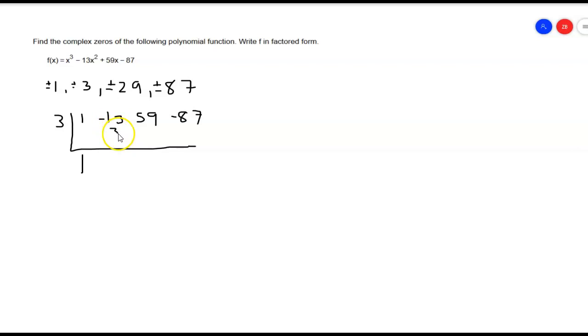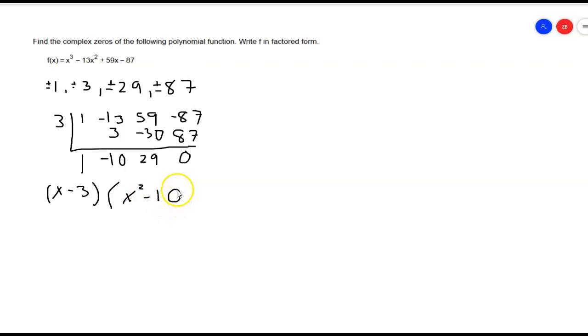So bring down the 1. 1 times 3 is 3. Add those together, I get negative 10. Negative 10 times 3 is negative 30. Bring that down, I'm going to get 29. And 3 times 29 is 87. And negative 87 plus 87 is 0. So sure enough, 3 was a factor. That means if I put it in the factored form, which is x minus 3, I'm going to be left with this quadratic, which is 1x squared, or just x squared, minus 10x plus 29.